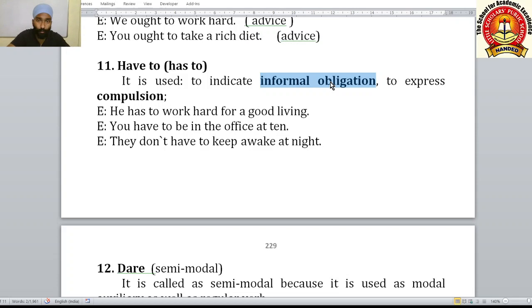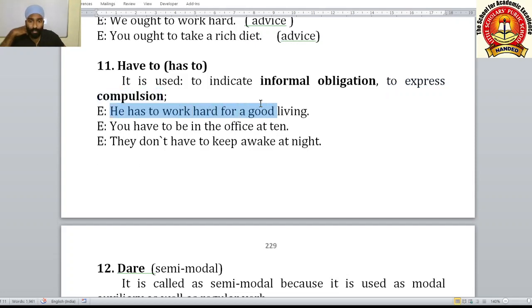Means must you use with rules, if rules are there, if any official enactment is there, any act is there, according to that act people have to do the work or the procedure they have to follow. But in have to there are no rules, there can be power, and with power you tell someone to do something, that time you use have to or has to or had to. It is used to express compulsion also.